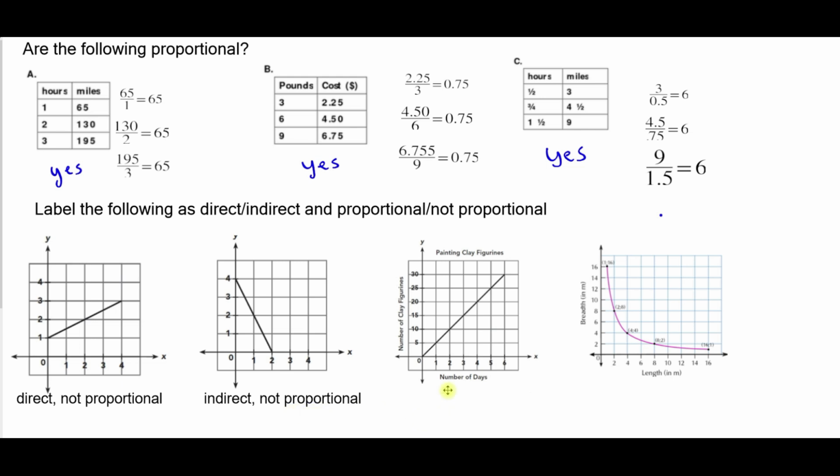Looking at number of days and the number of clay figurines that are painted, I have a positive slope, so I know that it is direct. It goes through the origin, and every time that I increase x by 1, it goes up 5 in y each time. And so this is both direct and proportional. Lastly, we have a negative slope. It decreases as the length increases, so I know that it is indirect. It's also a hyperbola, and so it is proportional.